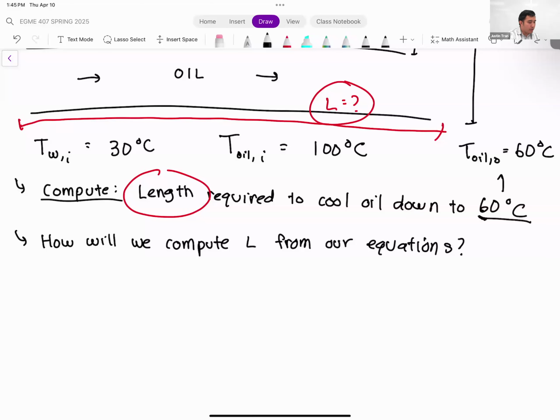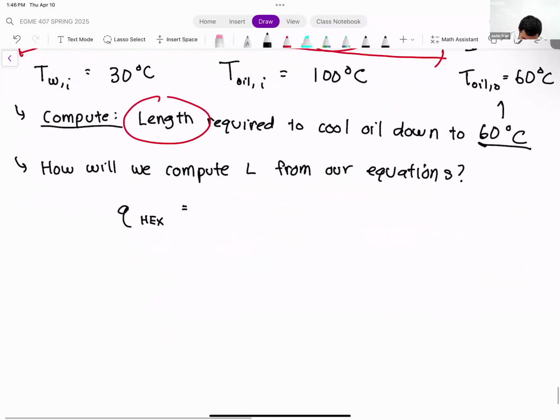So for a heat exchanger, it's always good to start with the equations for the heat transfer in the heat exchanger. Right? So we have Q hex, right? There's actually two ways that we can compute this. So one way, since we know the inlet and outlet temperatures of the oil, let's start with that.